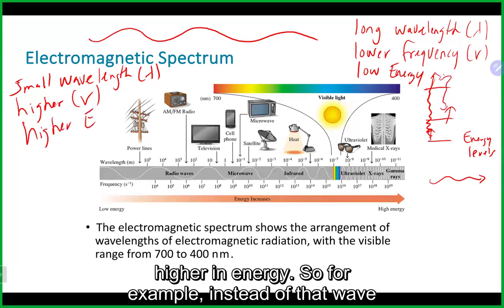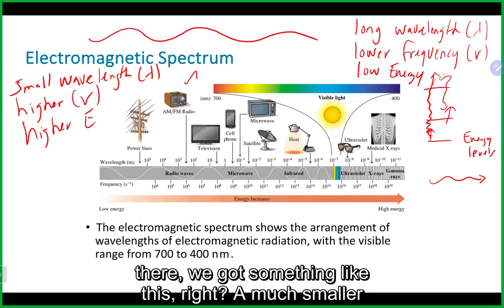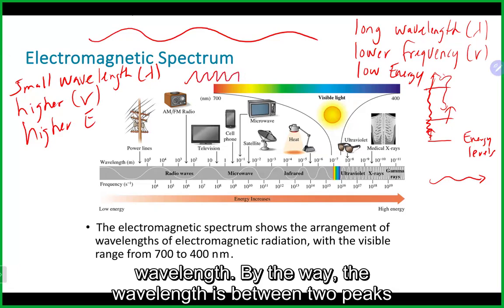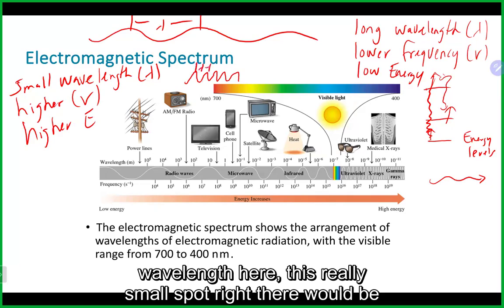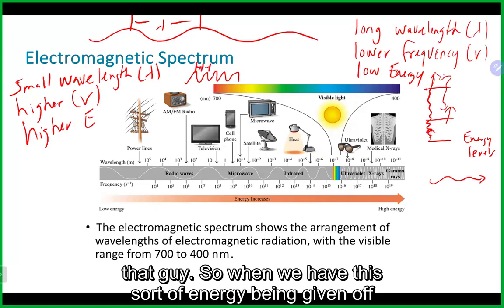So for example, instead of that wave there, we got something like this, right? A much smaller wavelength. By the way, the wavelength is between two peaks or troughs there in a wave. So this would be like my wavelength here. This really small spot right there would be that guy.